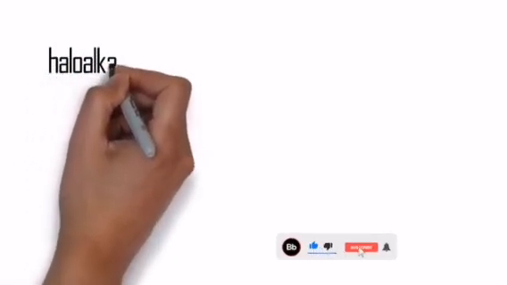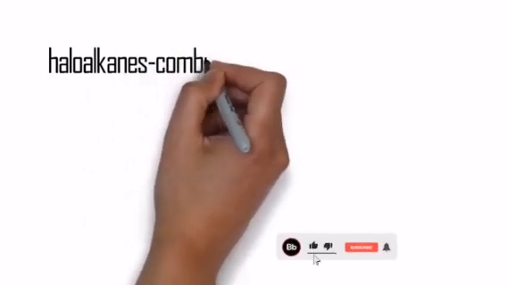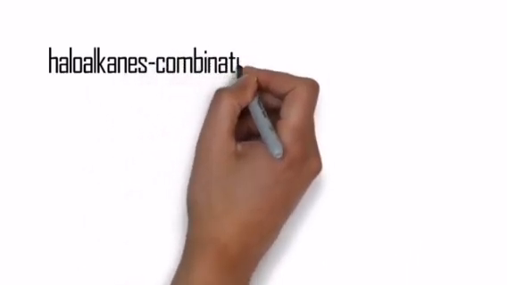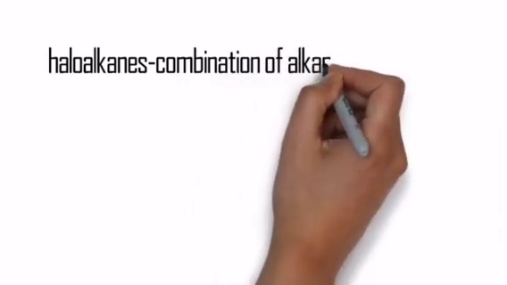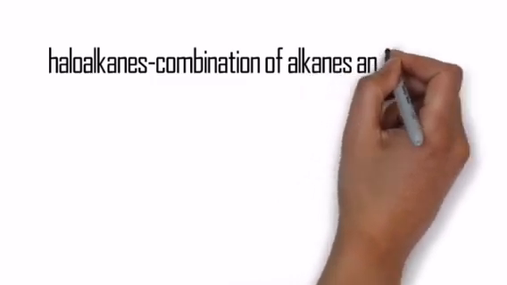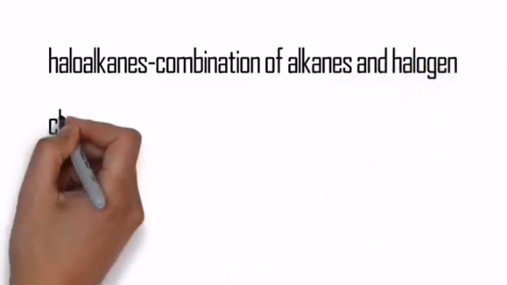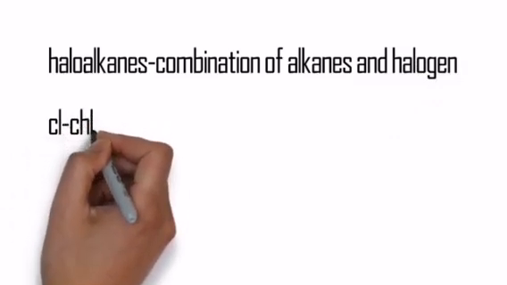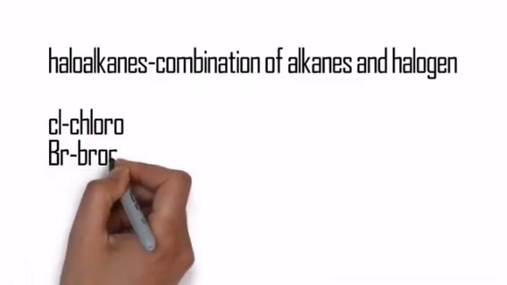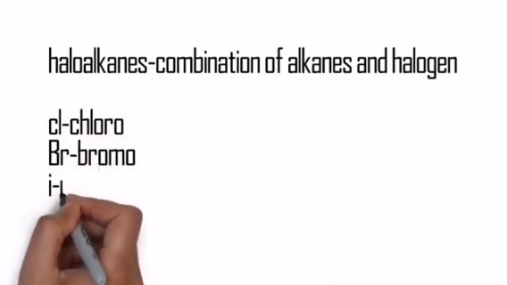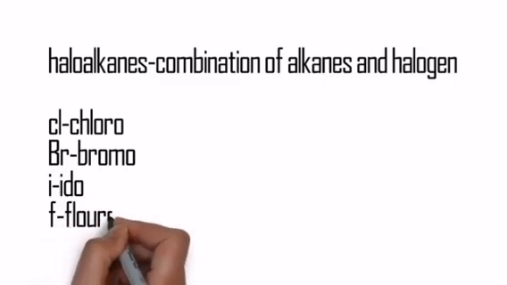If you didn't watch the first video, here we won't be explaining much. We'll be just naming the structures. So if you want to understand more, make sure that you watch the first video whereby we were showing you how to name the structures. So we know that haloalkanes is a combination of alkanes and halogen. Cl becomes chloro, bromine becomes bromo, iodine becomes iodo, fluorine becomes fluoro.